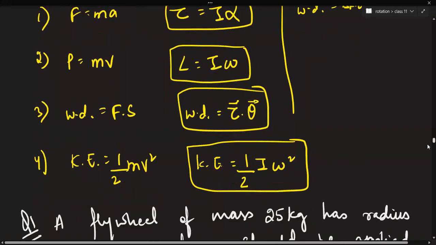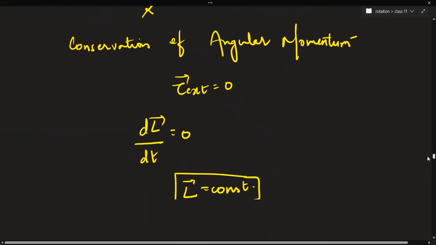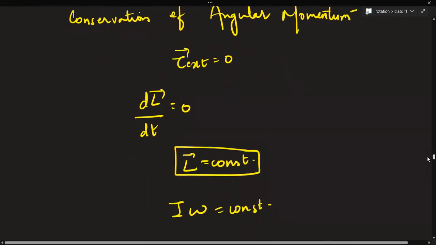Now, we have done conservation of angular momentum. If external torque is zero in your system, then the rate of change of angular momentum is also zero, because torque is basically the rate of change of angular momentum. So angular momentum remains constant, that is, I omega is constant. I1 omega1 is equal to I2 omega2. Whatever the initial angular momentum of your system is will be exactly the same afterwards.